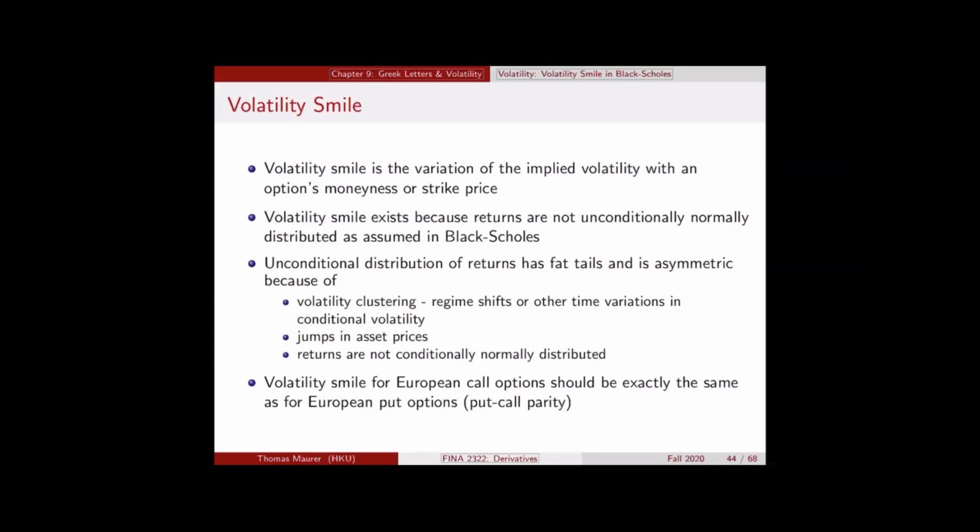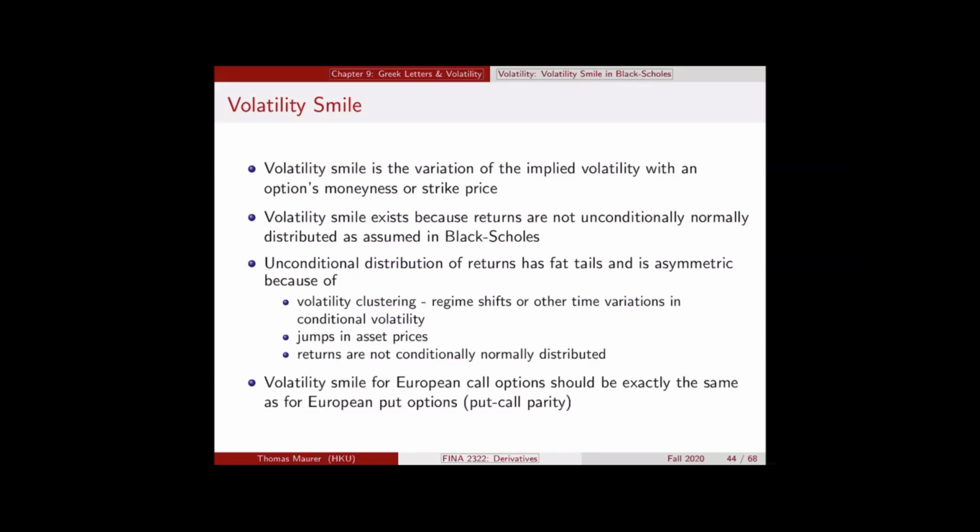One might be what we call volatility clustering, which I have illustrated in the data, where we have some time periods with very high volatility followed by other time periods with low volatility, and so this conditional volatility, or the risk, is changing through time. Another reason might be jumps in asset prices, and jumps are not modeled by a normal distribution. And it also could be that, conditionally, returns are not normally distributed.